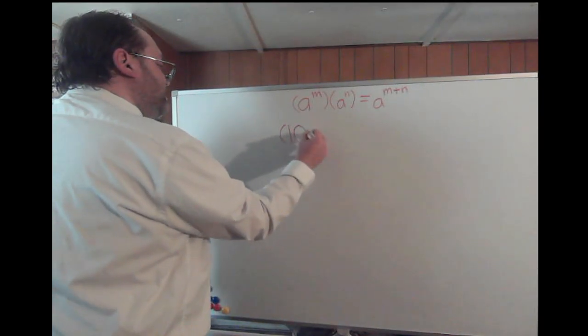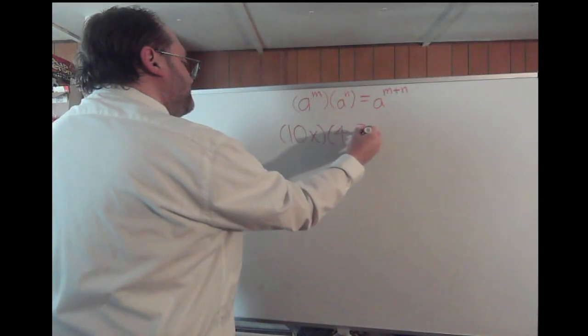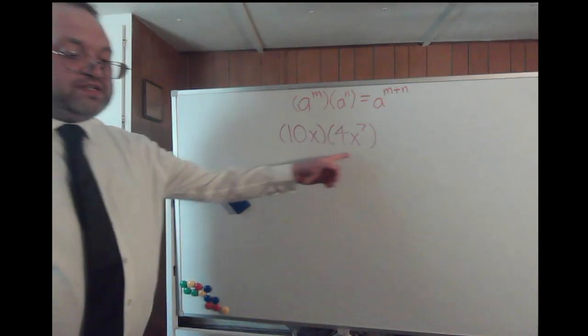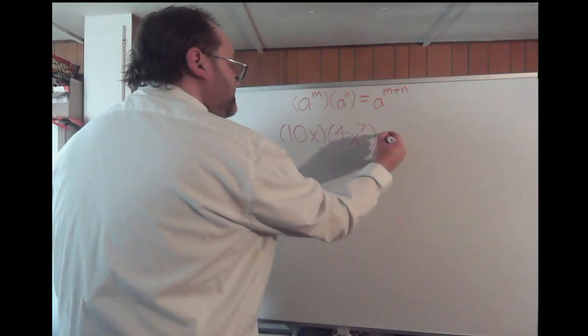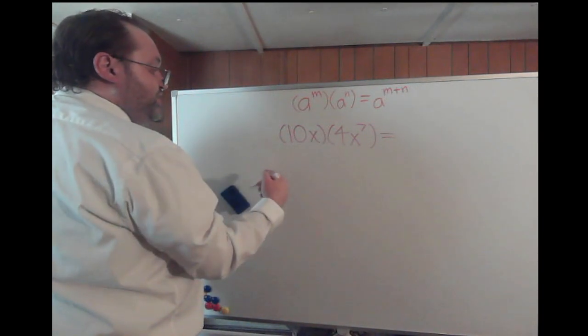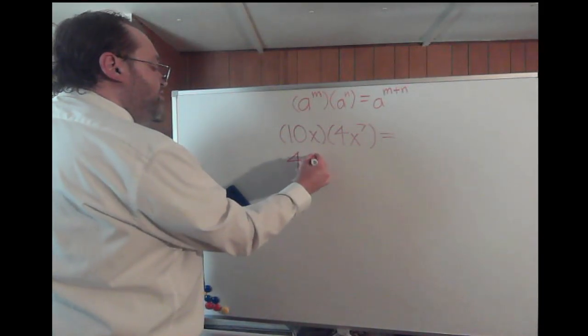So you'll have next 10x times 4x to the 7th power. So you've been given 10x times 4x to the 7th power. Well, what you're going to do is, of course, multiply your coefficients. 10 times 4 is 40. You'll have 40 for your coefficient.